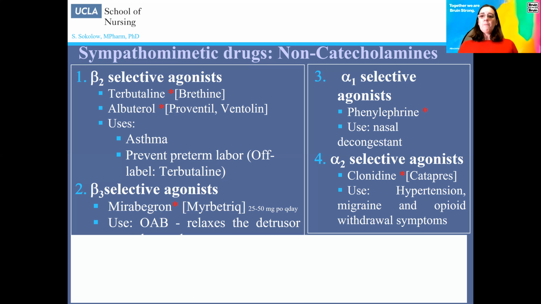And then you have alpha-1 selective agonists, such as phenylephrine. This one is very common over the counter. It's actually a nasal decongestant. Right now, it's a lot of names to remember. What you have to know is which type of receptor they are binding to. Is it alpha-1, beta-1, beta receptor, or is it more for the cholinergic system?